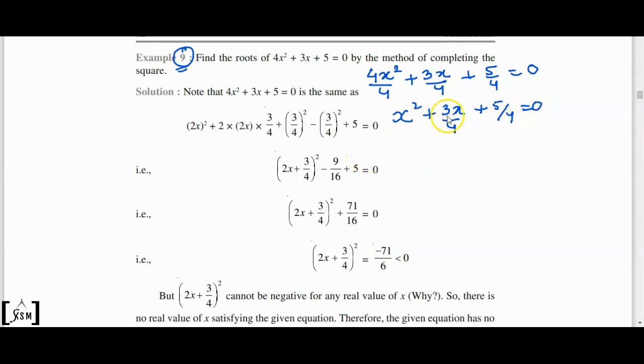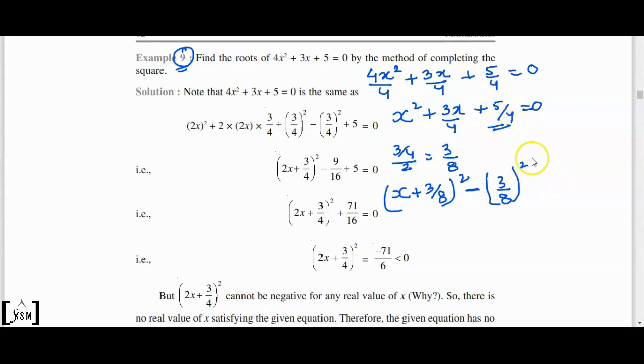Now same method, whatever be the x coefficient, we divide that by 2. So 3 over 4 being divided by 2, we get 3 over 8, and then we use it as a square. So x, and this number is positive, so plus 3 over 8 whole square, and we always subtract the square of that number. So 3 over 8 square, and at the end we write down the constant. So plus 5 over 4 equal to 0.